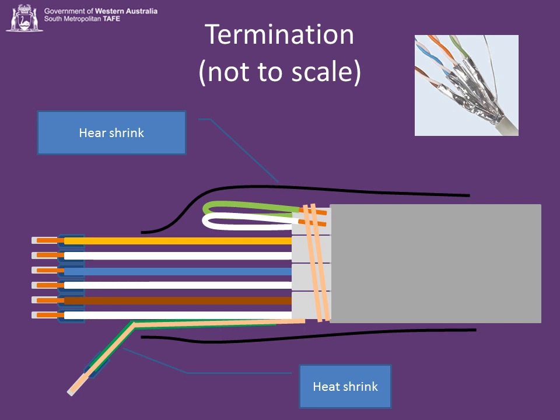Nice bit of heat shrink on the outside, and a heat shrink on your bare core, which is going to go to your screen. Green heat shrink or yellow heat shrink on that to mark it as a screen.